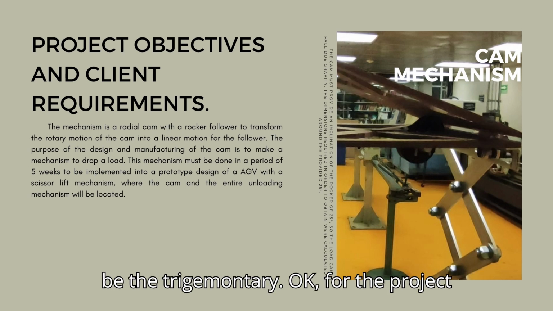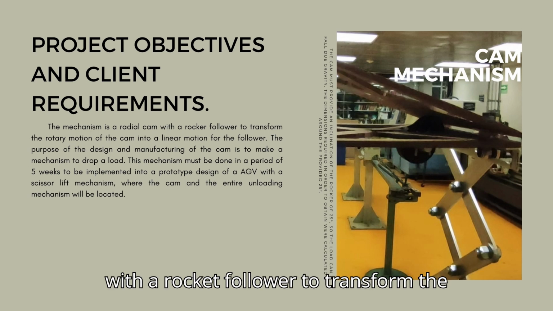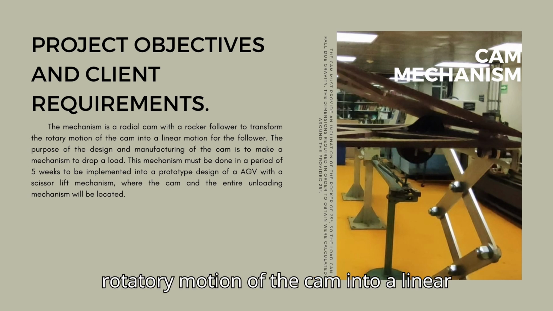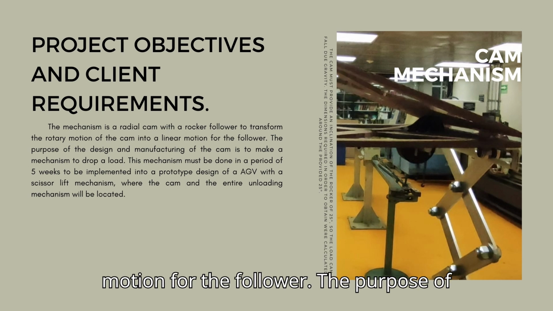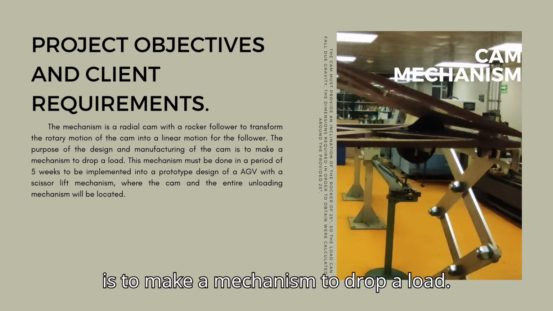Okay, for the project objectives, the mechanism is a radial cam with a rocker follower to transform the rotatory motion of the cam into a linear motion for the follower. The purpose of the design and manufacturing of the cam is to make a mechanism to drop a load.